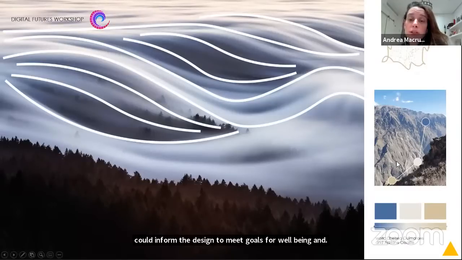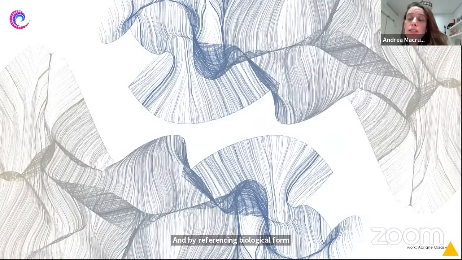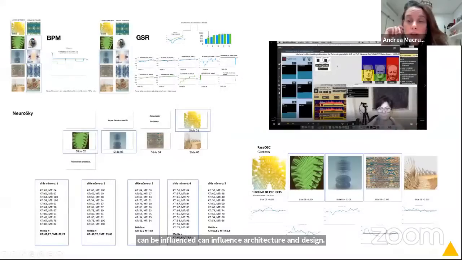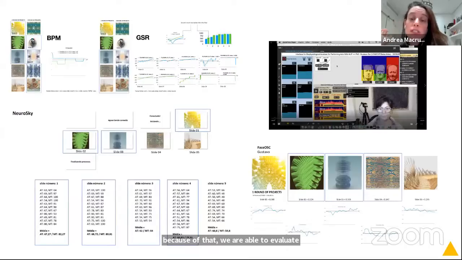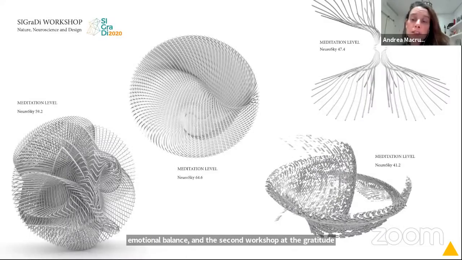By referencing biological forms found in nature, we utilized an algorithmic process that explored how nature can influence architecture and design. So we introduced technologies and methods that allowed the use of neurodata and pattern recognition as feedback for the design process. Because of that, we were able to evaluate the drawings that achieved higher monitored meditation levels and also pointed towards a positive emotional balance. In the second workshop, at SIGRADI 2020, the same analysis was done, but without colors to reduce variables. It just focused on shapes and geometries.